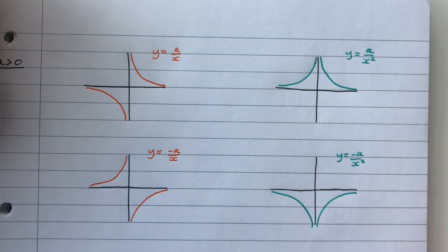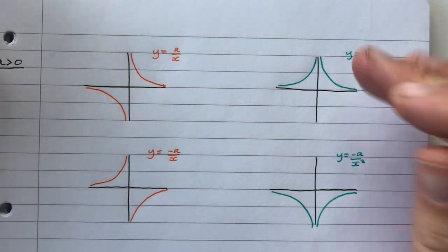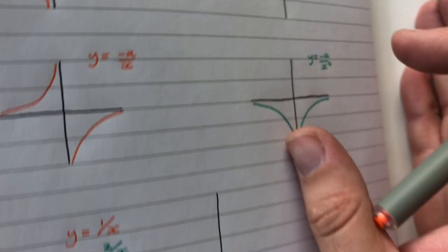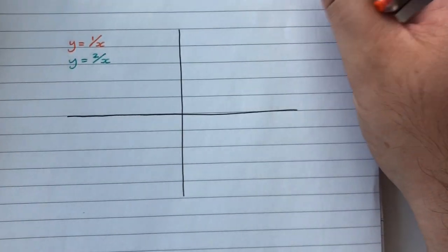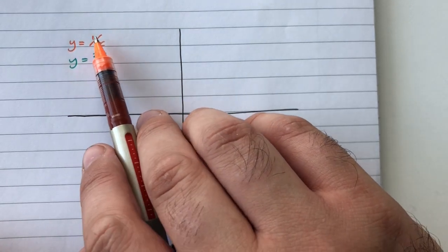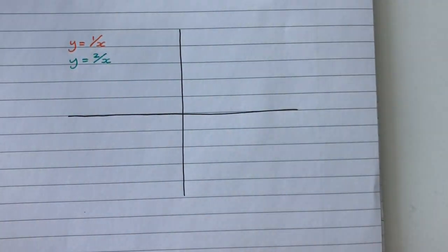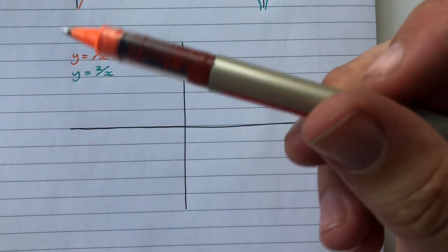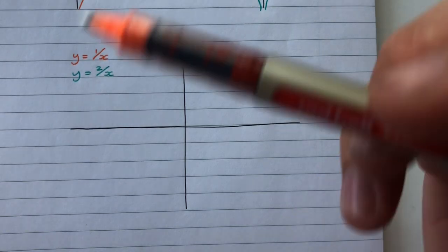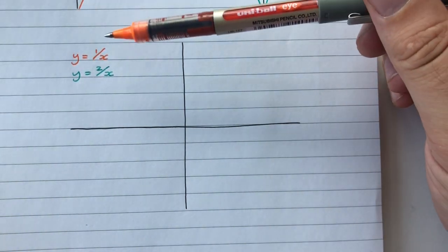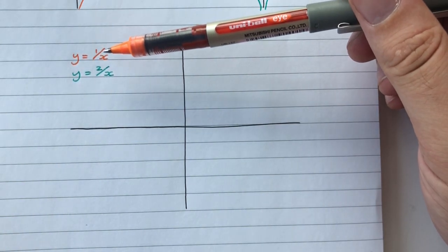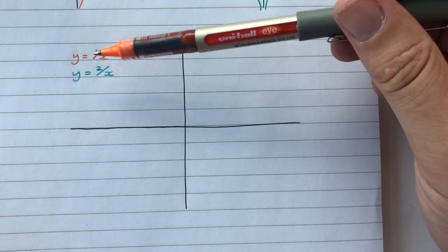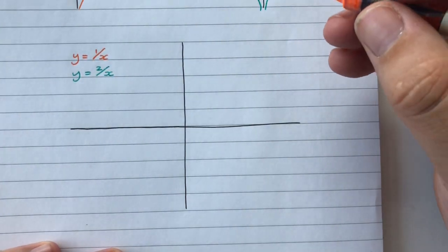And the only other thing I want to cover in this video is, well, what happens if we need to plot or sketch two on the same set of axes. So I've got an example here. I want to plot y equals 1 on x and y equals 2 on x on the same pair of axes. And you need to make sure they're clearly labelled. So I'm going to use different colours. I've got orange for 1 over x and green for 2 over x, so that you know the difference between the two graphs.